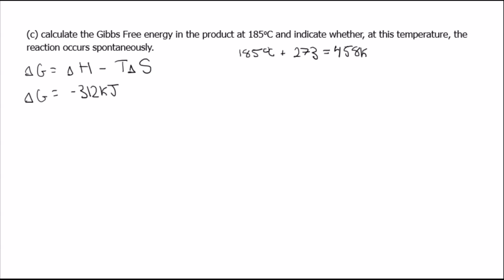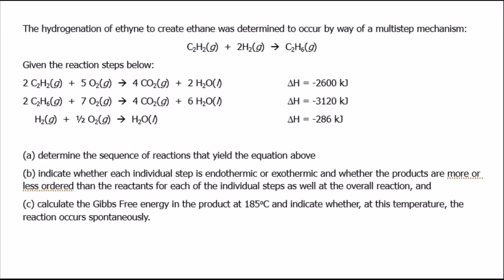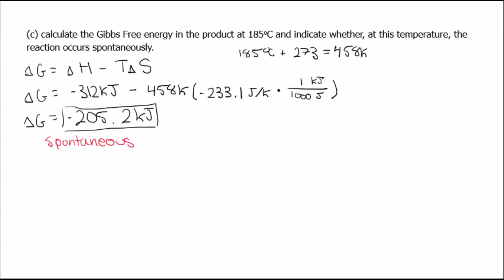So we're going to add 273 to that 185 degrees Celsius to convert it to Kelvin, and then just plug in the values from before, making sure that the entropy, because it's in joules per Kelvin, we're going to convert into kilojoules per Kelvin so that all the units cancel. We get a negative value of delta G, and this means that the reaction is spontaneous.